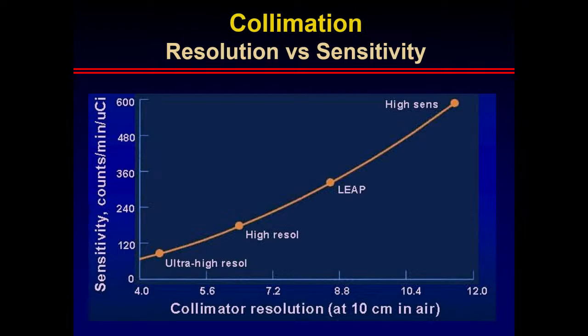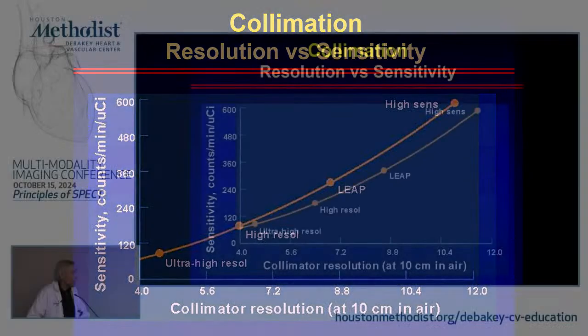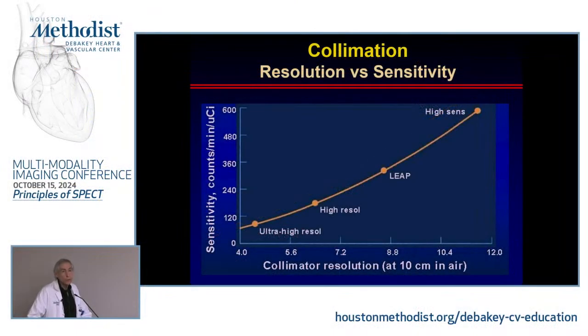But the sensitivity is very low because they let very few photons through, as compared to high sensitivity collimators, which have very poor spatial resolution, but allow a lot of counts to hit, a lot of photons to hit the crystal. So depending on what you are trying to achieve in your imaging, you can use a specific collimator to do so. In nuclear cardiology, we like to use high resolution collimation so that we get the best spatial resolution we can without sacrificing too much sensitivity, or the amount of counts that can get through.